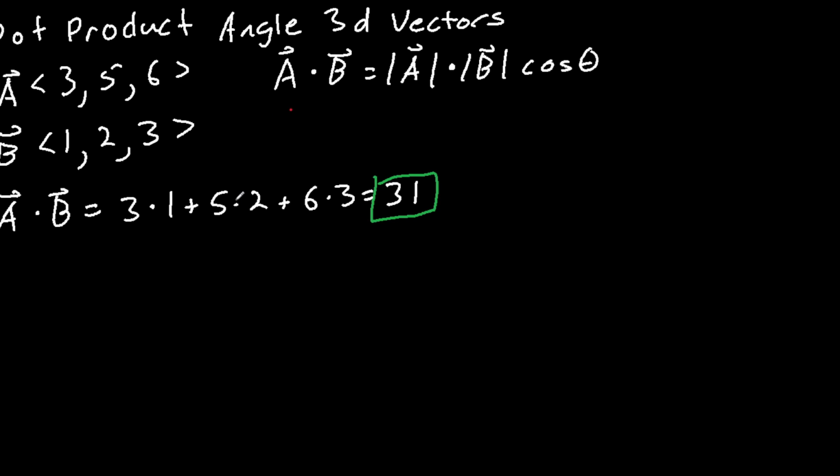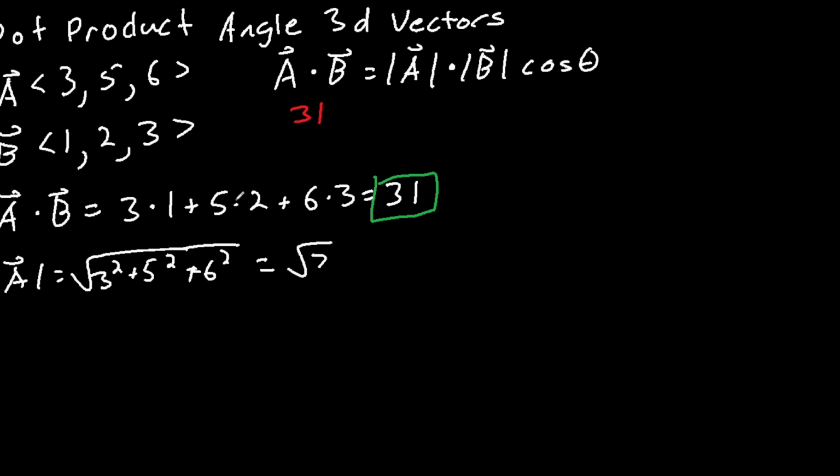Let's change the color so it's easy to differentiate. But then we can find the magnitude of vector A. Let's go ahead and do that. It is equal to the square root of 3 squared plus 5 squared plus 6 squared. This is equal to the square root of 9 plus 25 plus 36, square root of 70. So the magnitude of A is square root of 70. Let's save that.